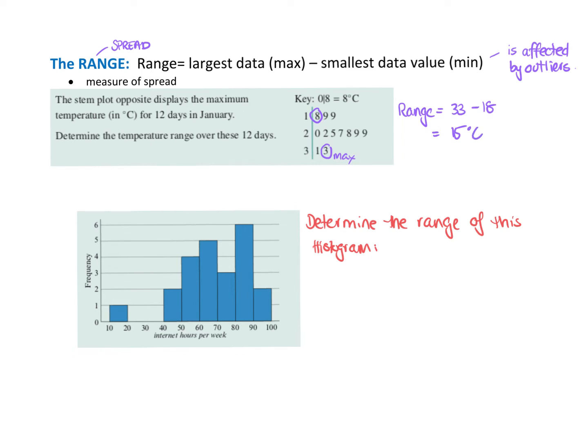When you have a histogram as shown and you need to find the range, you simply go to the lowest value it can be. So that's the minimum, and 100 is the maximum. So the range on a histogram, if this is the only data you have, would be 100 minus 10, which would equal 90.